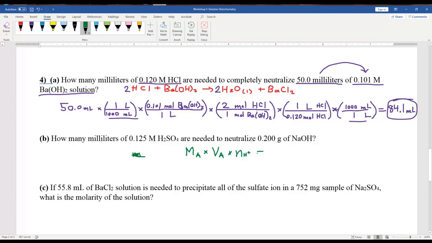So in this case, there's only one acidic hydrogen in HCl. It is equal to the molarity of the base times the volume of the base times the number of OH minuses in the base. And there's two OH minuses in the base. Well, that's pretty cool. Yeah, so this is sometimes referred to as the acid-base titration equation. The only disadvantage to this equation is that it only works for acids and bases.